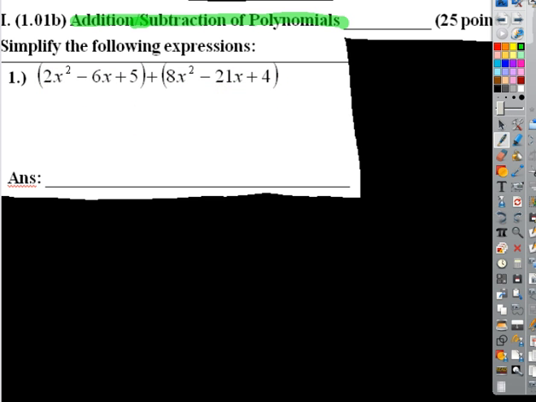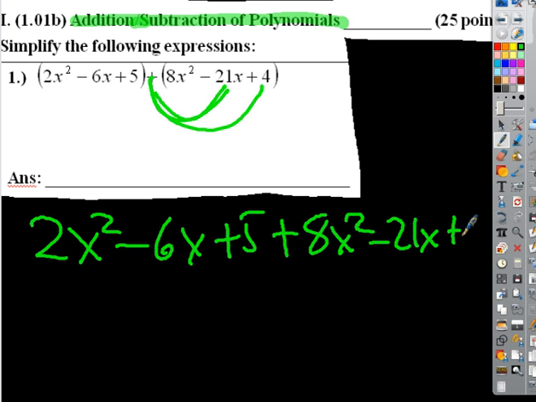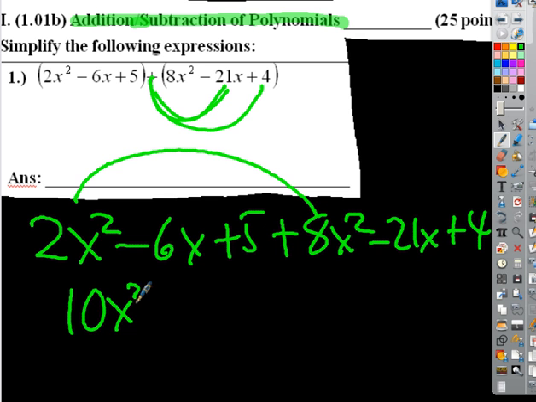I've got 2x squared minus 6x plus 5 plus 8x squared, right? Plus minus 21. You can say plus negative 21, plus minus 21. I'm adding this term, which is minus 21x, and I'm adding this term, plus 4. Okay, and so now I do my like terms. I've got x squared terms. So 2x squared and 8x squared is 10x squared.